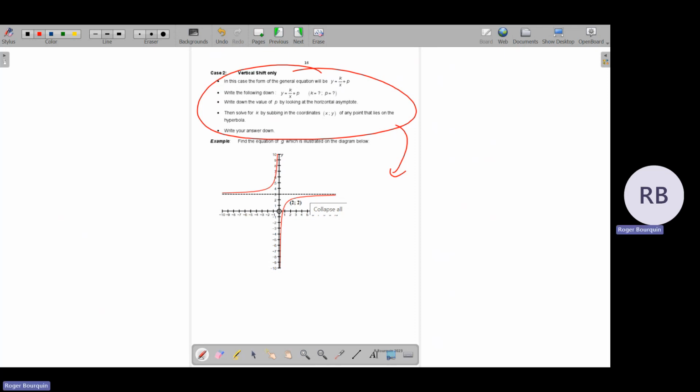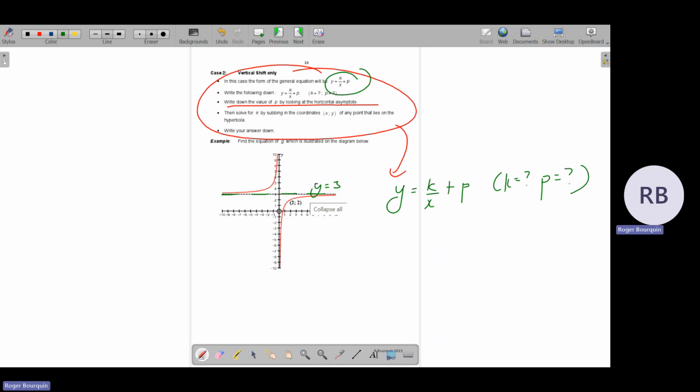Hopefully you've tried it yourself. The first thing I look for, it says go look for the value of the horizontal asymptote. Well, the horizontal asymptote is over here. What's the equation of that line? That line is y is equal to 3. So the general formula is y is equal to k over x plus b. We need the value for k and we need the value for b. Always find a value for anything which is not an x or a y.